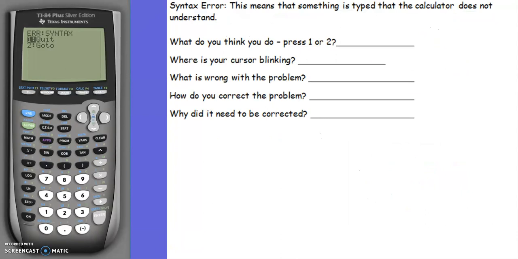Alright, so syntax error. This means that something is typed that the calculator does not understand. What do you think you need to do? Press 1 or 2? Well, let's press 2 and let's see what's happening. So let's go to 2. And where is your cursor blinking? Well, it's blinking on the negative. So what is wrong with the problem? There's no operation. There's no adding, subtracting, multiplying, or dividing. We have no operation.